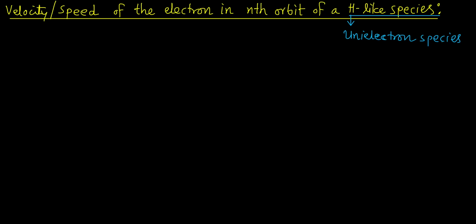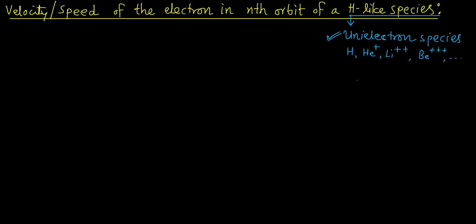For example, some uni-electron species I can write as hydrogen atom because it has only one electron, helium plus ion because helium has only two electrons, so helium plus will have only one electron. Similarly, Li double plus ion, beryllium triple plus ion, and so on. So all these species are examples of uni-electron species.